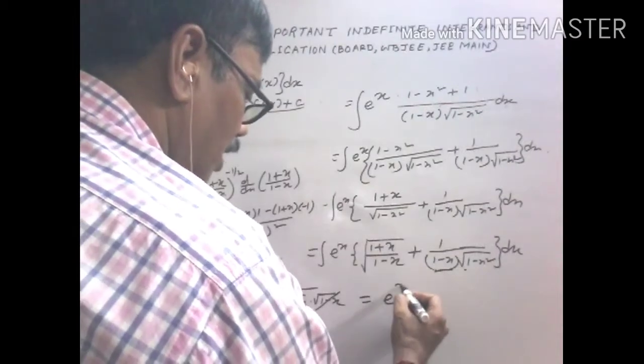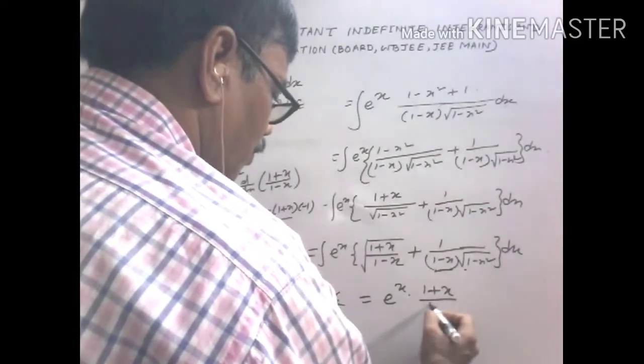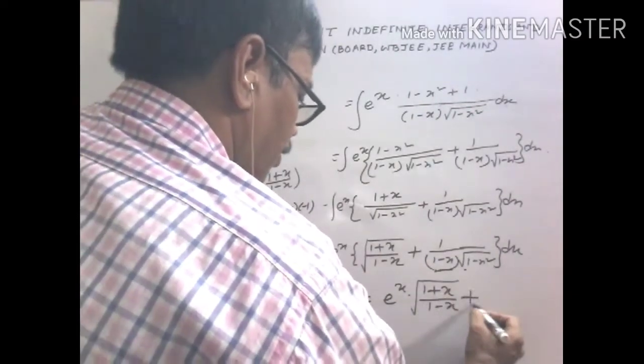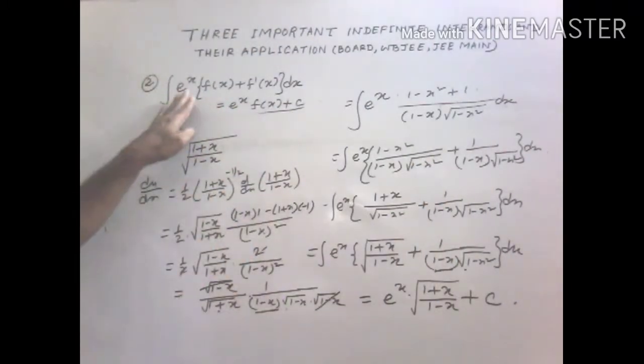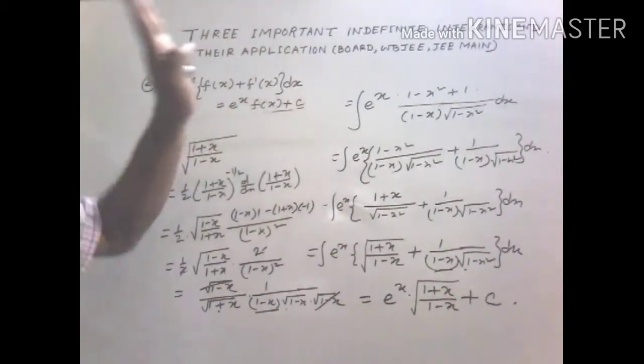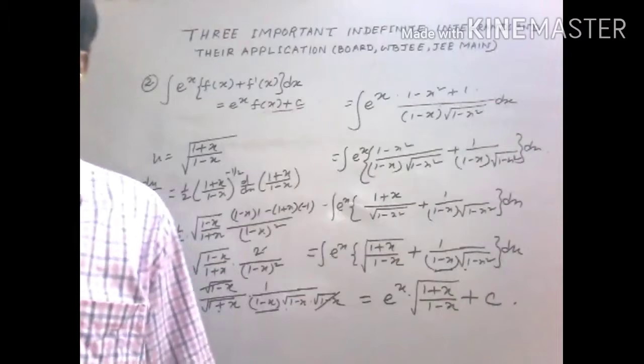So what is the final result? e to the power x, this one plus c. So this one, e to the power x, f(x) plus f dash x dx. So e to the power x, f(x) plus c.